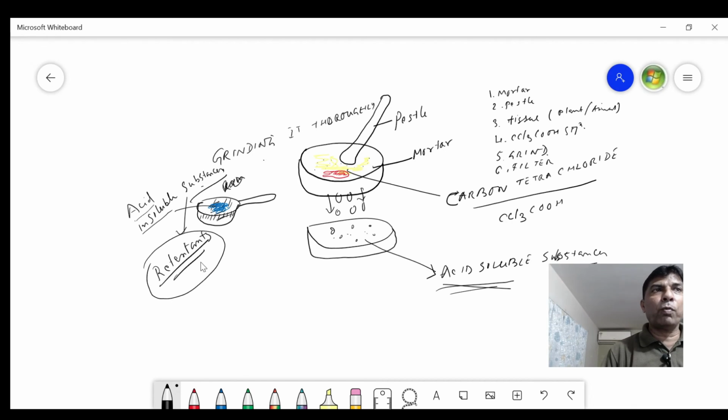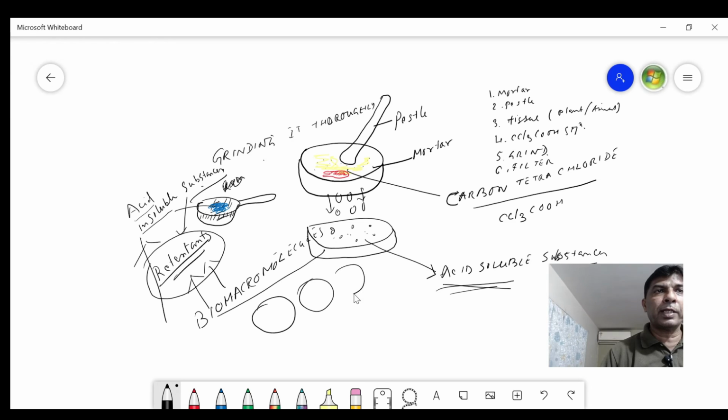Now the biomacromolecules are those substances which are present in retentants or in the acid insoluble part. These are known as biomacromolecules. Why will they be deposited there? Because their molecular sizes, as I said earlier, are larger and their molecular weight is much more, maybe 10,000 Dalton or maybe more. So these are known as the biomacromolecules, whereas the biomicromolecules will be present in the soluble part.